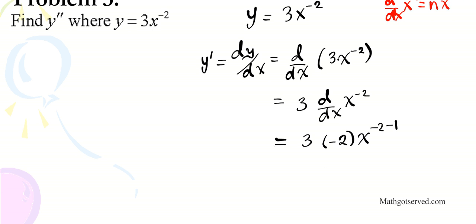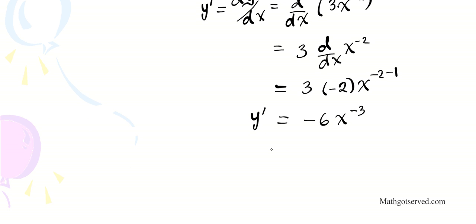So let's go ahead and simplify it, and then we're going to differentiate again. So this is the first derivative. Y prime is equal to negative 6 x to the negative 3. Okay? All right, we're not done yet. We have to find the second derivative. So we have to differentiate again. So I'm going to find d dx of y prime. Okay? This is the same thing as the second derivative, y double prime.